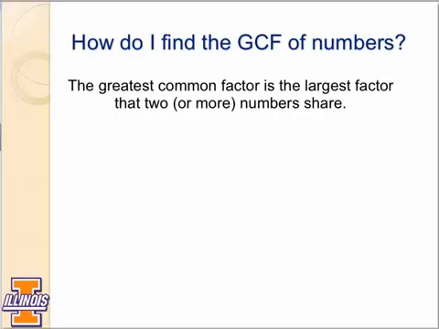Now let's talk about GCF, the greatest common factor. And the greatest common factor is the largest factor that two numbers share. So let's do an example of finding the GCF. Let's find the GCF of 16x squared and negative 14x.